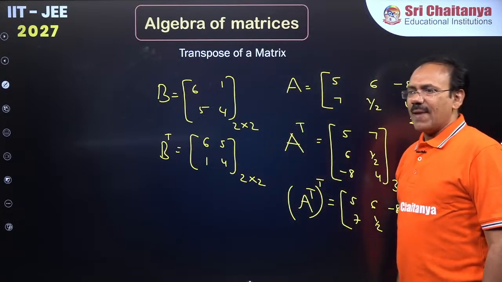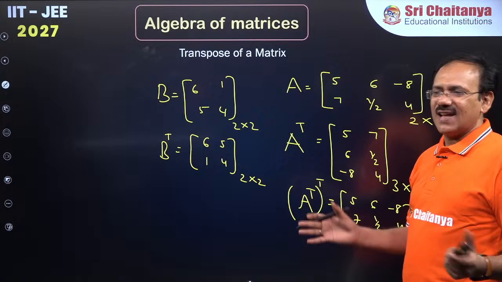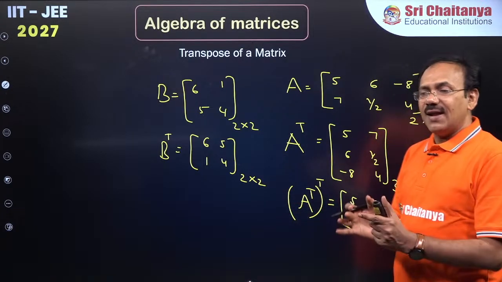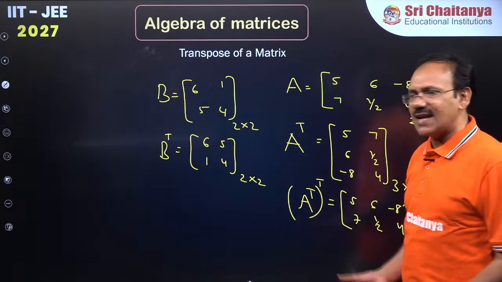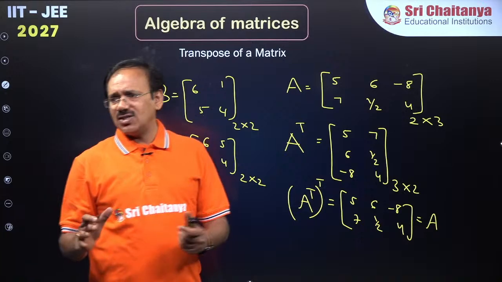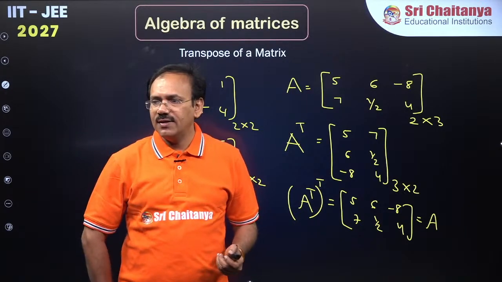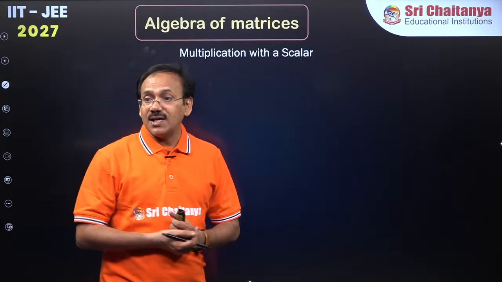Okay. Matrix, please tell the definition of a matrix. Matrix is just an arrangement of numbers in rows and columns. That's it. If mn elements are arranged in m rows and n columns, it is a matrix. So don't worry much about all these things. Okay, fine. Next, multiplication of a matrix with a scalar.